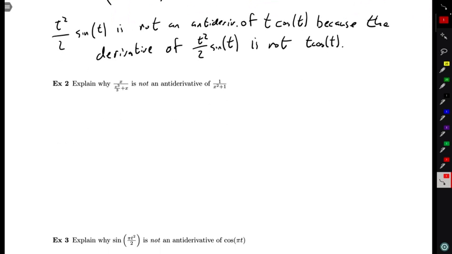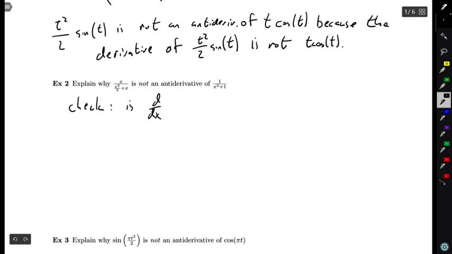Example 2 is asking us to explain why x over x cubed over 3 plus x is not an antiderivative of 1 over x squared plus 1. So this is a very similar question to what we were thinking about in example number 1. We want to simply check, is d/dx of x over x cubed over 3 plus x equal to 1 over x squared plus 1?